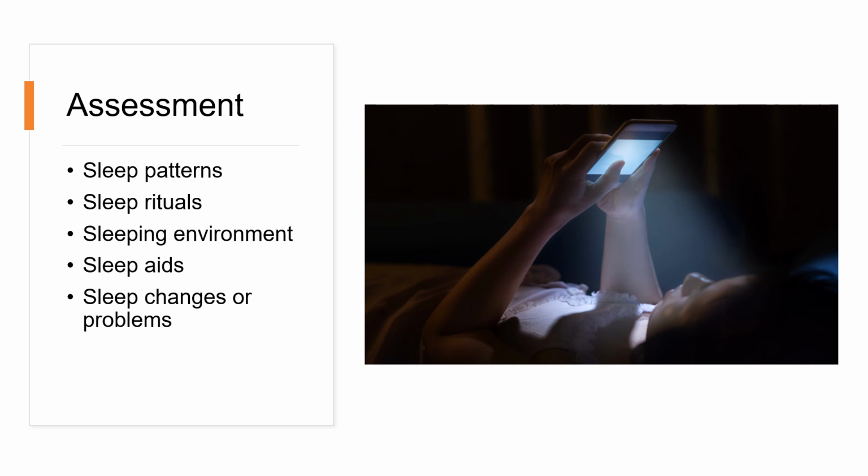Sleep aids, what do they do to help them sleep? Are they taking prescription medication, over the counter, some type of herbal supplement? Do they drink warm milk before they go to sleep? Stuff like that. And then any sleep changes or problems. So if there's been a change in their sleep when before they were sleeping just fine, maybe there's something else. Maybe they're having anxiety about something, an event in life. Maybe they are experiencing some depression or something like that. So all of those things will prompt us to ask more questions.